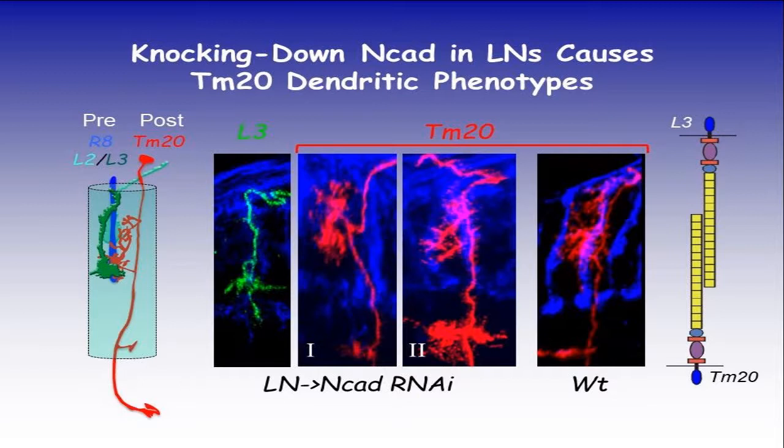Okay. So to cut a long story short, if this is the homophilic interaction carried out by the extracellular domain, we've got to have the partner. And we have then identified the partner, which turned out to be the lamina neuron L3, so we can remove the cadherin from L3 and also recapitulate the phenotypes of the TM20.